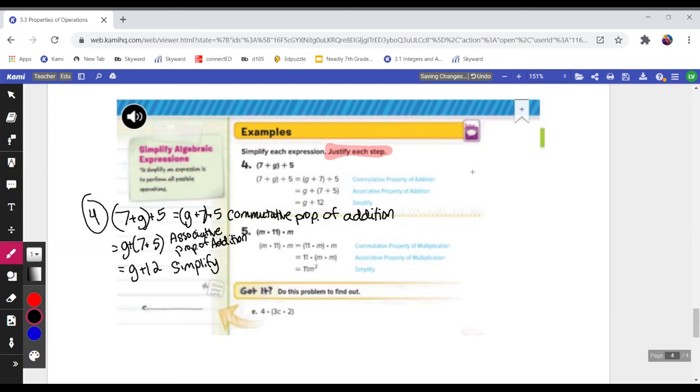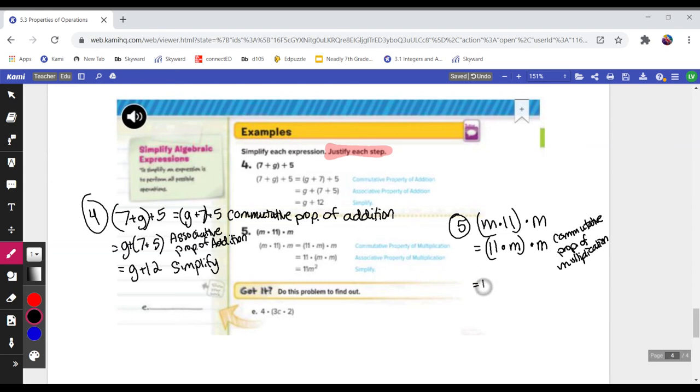I'm going to show my work for number 5 to the right. I have m times 11, that quantity, times m. So what I would like to do here is change the order of my variables, so 11 times m, that quantity, times m. So this is the commutative property of multiplication. Very similar to the previous problem, number 4. However, the previous problem was adding, this one is multiplying.